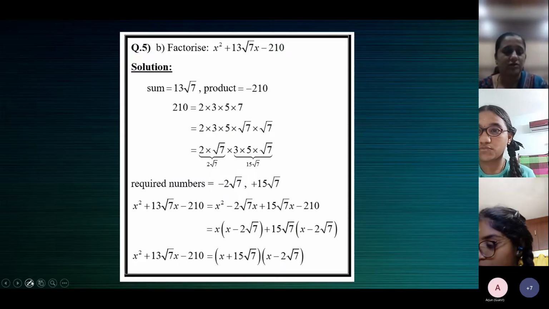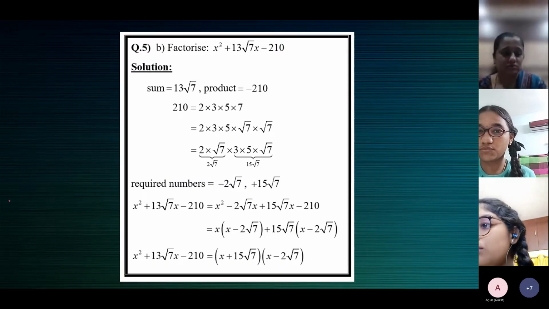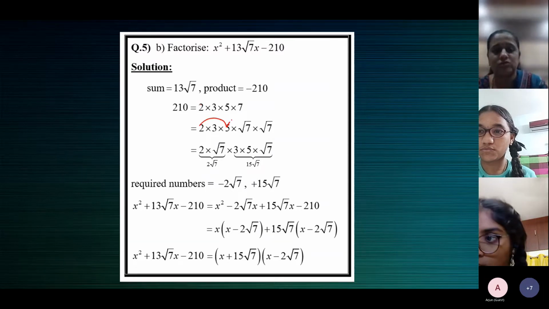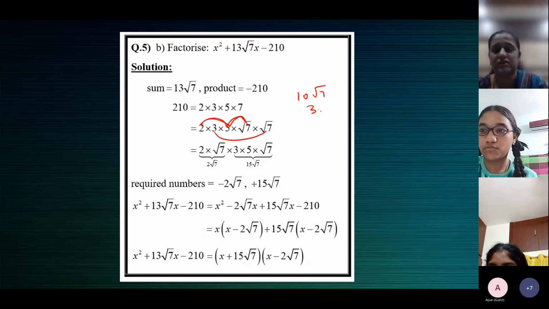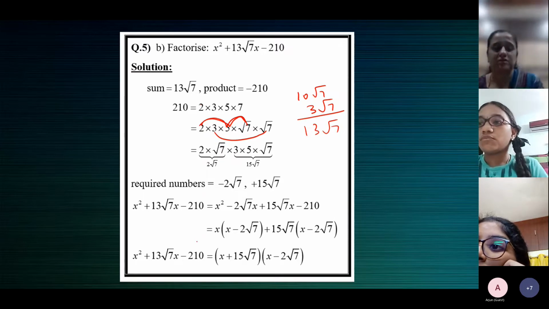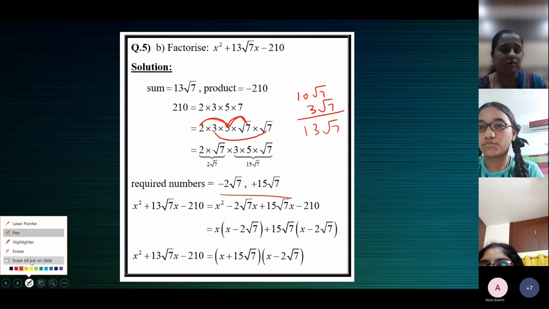See, it's not that you should use the factors in the same order. The other numbers which you can get are maybe you can group like 2, 5 and root 7. See, you can group 2, 5 and root 7 and get 10 root 7. And you can group 3 and root 7 and get 3 root 7. Now you will think that this also gives 13 root 7. Then why should you take these two numbers? So with this, you will get the sum. You may get the sum as 13 root 7, 10 root 7 and 3 root 7. I hope you're all listening to me.